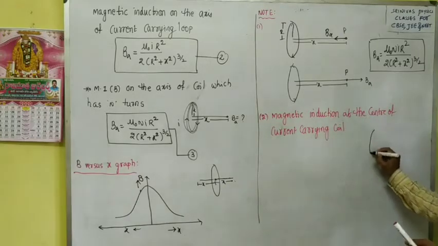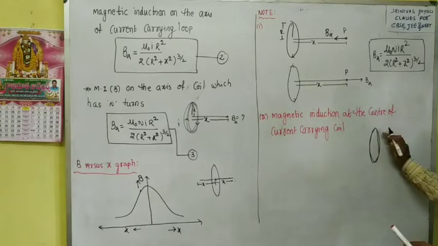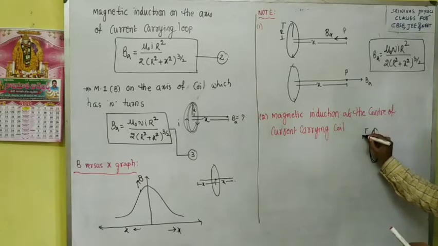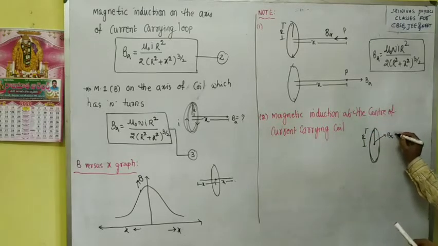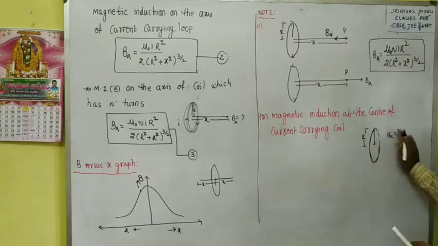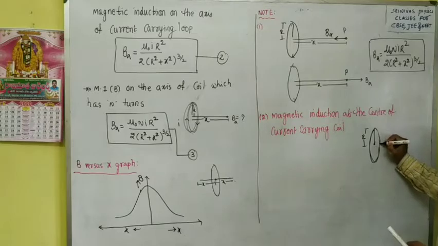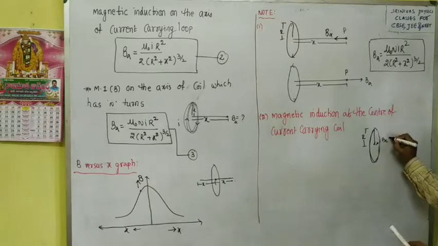This is a current carrying coil. It has some turns, and its radius is capital R. I want to find out the magnetic induction at the center here. When you want to find the magnetic induction at the center, what is the x value in this case?